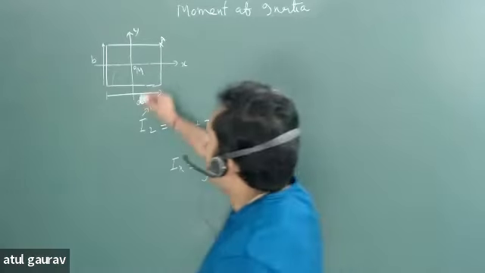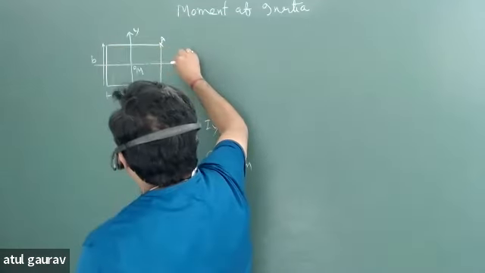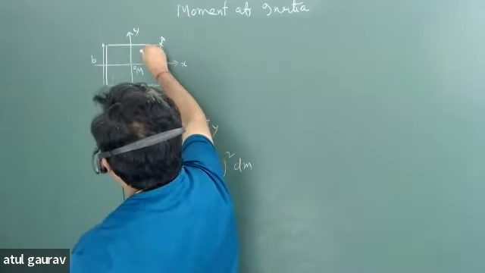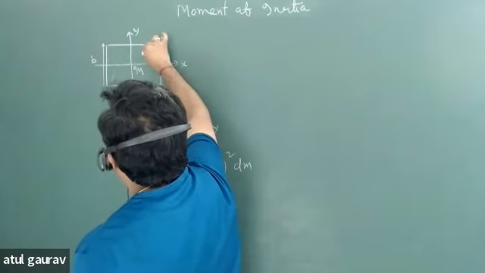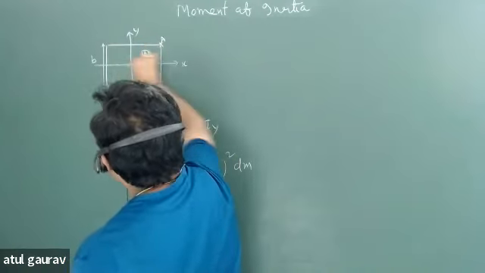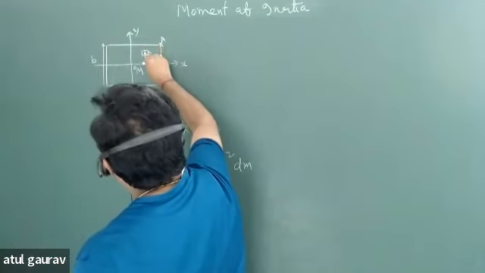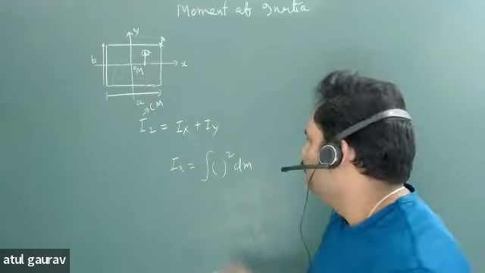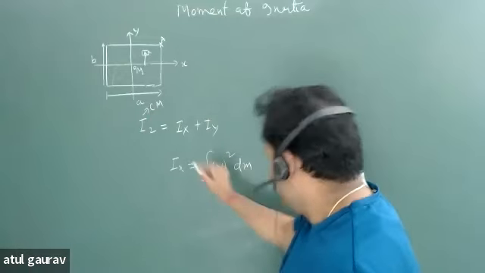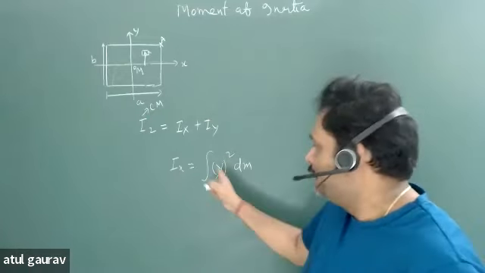Why? Because you are taking this as your axis, and you can take some mass like this, isn't it? This is your dm. So about the x-axis, what will be the perpendicular distance? Obviously, it will be y. So you have to go for y squared dm. This is Ix is equal to the integral of y squared dm.